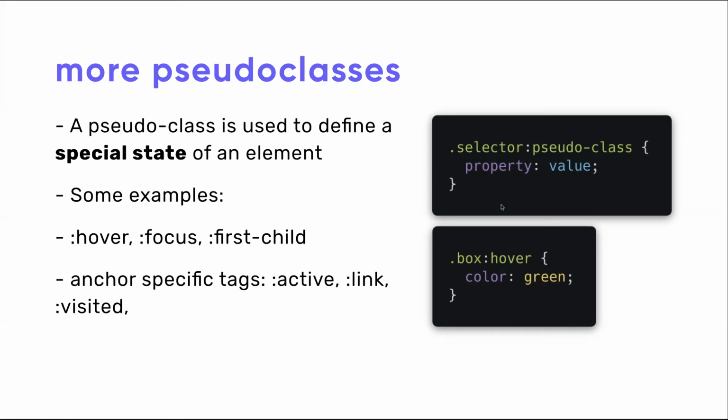Link is for unvisited links, and then visited is for visited links. You can think of it like if you do a Google search and then you click on a link, the next time you do the same Google search, the link that you've already clicked on will be purple instead of blue. So that's how that is done. But yeah, those are pseudo classes.